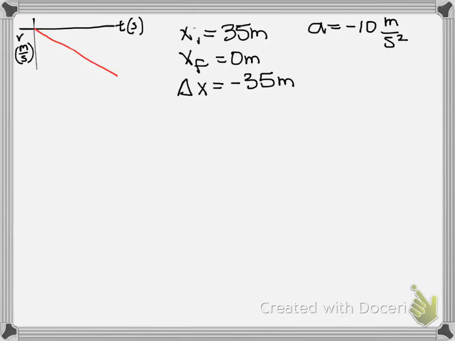What we don't know is v final. And while it's not stated, we do know the initial velocity because this rock is dropped from rest. So that means that when she drops it, it's not moving. So there I have my known and unknown values.